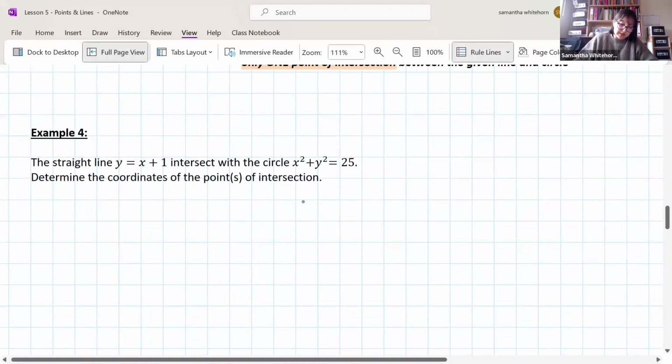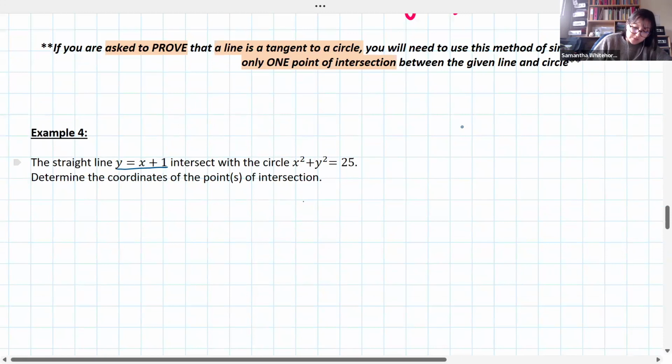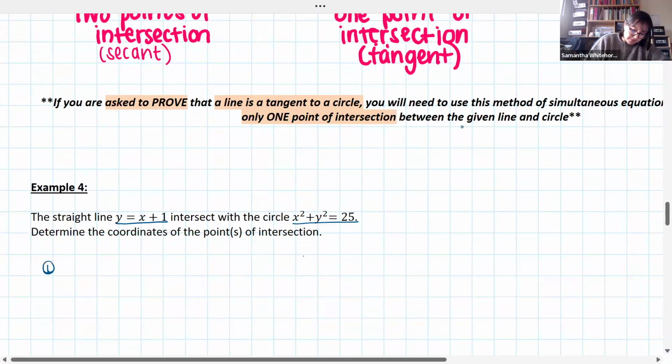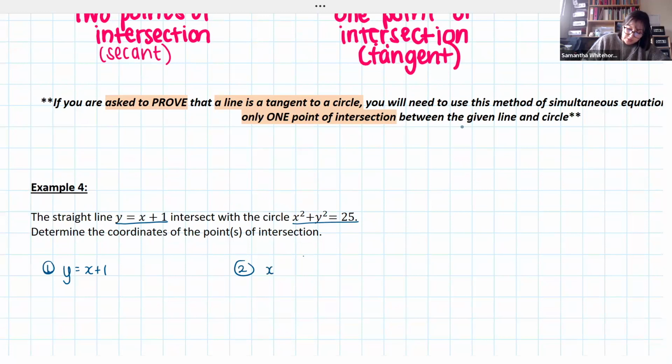Example 4 says, the straight line y equals x plus 1 intersects with the circle x squared plus y squared equals 25. Determine the coordinates of the points of intersection. I said point or points; we're not too sure which one, but we're going to work it out. So we've got 2 equations: y equals x plus 1, and x squared plus y squared is equal to 25.